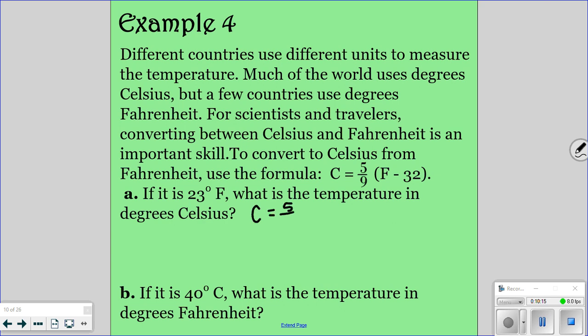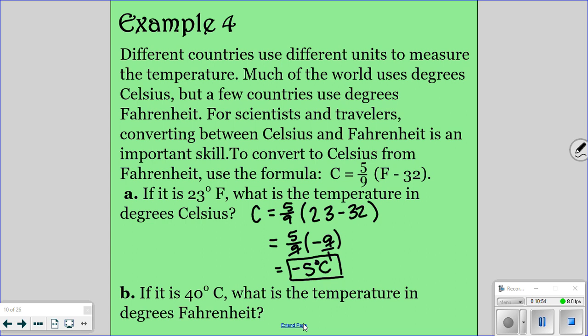So Celsius equals 5 over 9. Fahrenheit is 23 minus 32. So 23 minus 32 is negative 9. So 5 over 9 times negative 9. And if you multiply, these 9's will cancel. And so we have 5 times negative 1, which is negative 5 degrees. And it's Celsius degrees. And so that would be your answer. So that's how you can use that formula.